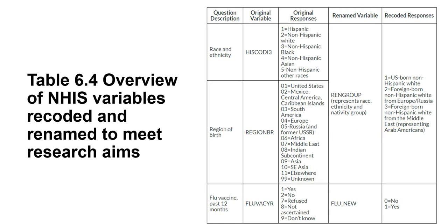I typically like to create tables like this in Word, sometimes Excel, but I think they look nicer and are easy to refer back to in Word, that have all of the original response options, the original variables, as well as the renamed variables and recoded responses. This table shows the independent variable as well as the dependent variable for flu vaccine. For the flu vaccine, I changed 2 equals no to 0, and I made 7, 8, and 9 missing.